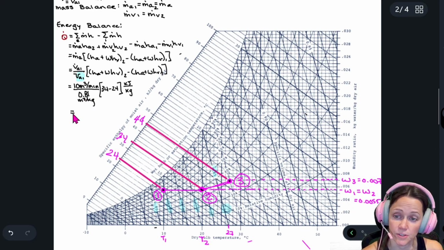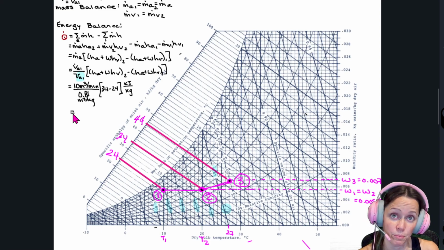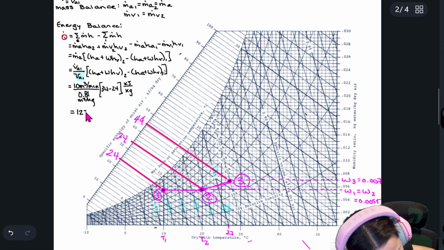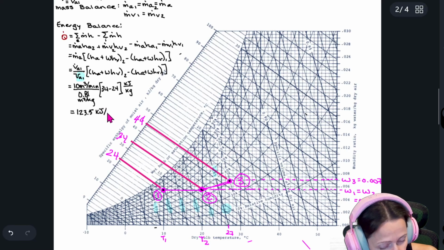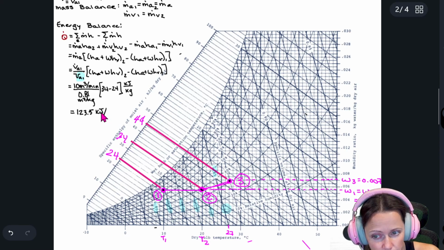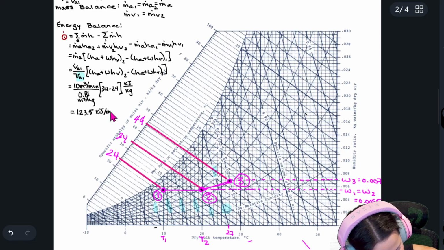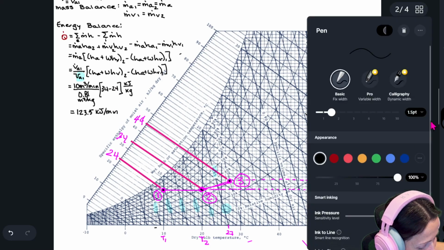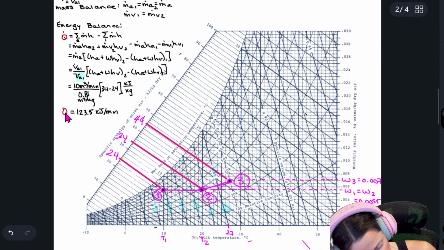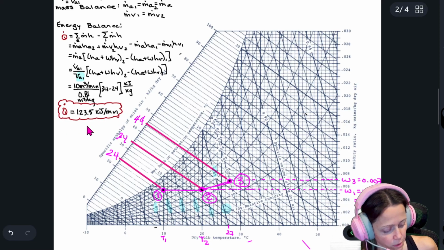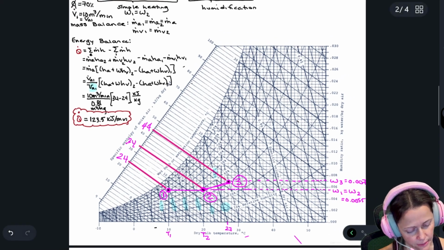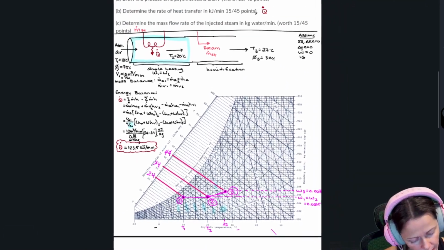So this is just kind of plug and chug here. I've got 123.5. Again, on a test, this is kilojoules per minute. I had put kilojoules per kilogram on my answer sheet, but that's clearly not what this is. It's a rate, and it will be in terms of kilojoules per minute. All right, so that's going to be part B.